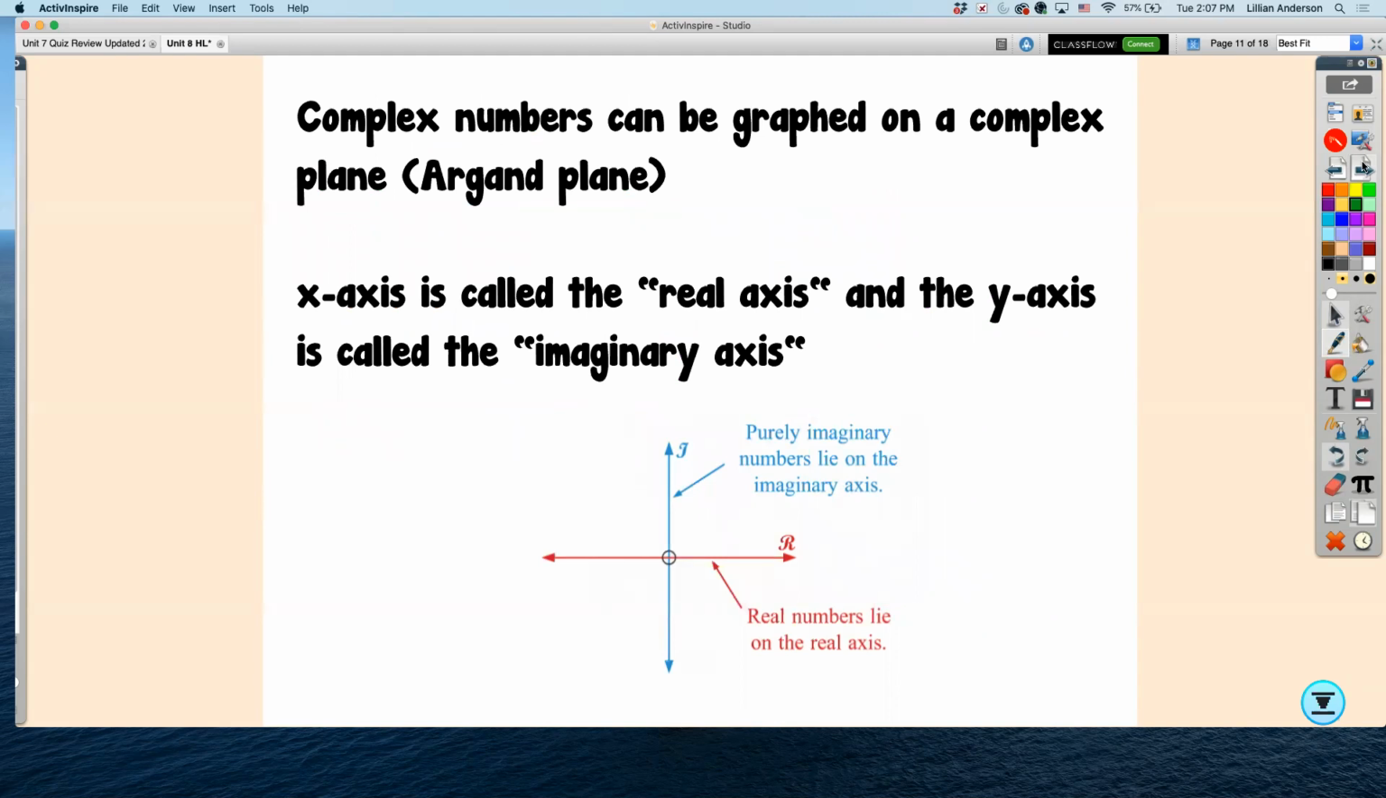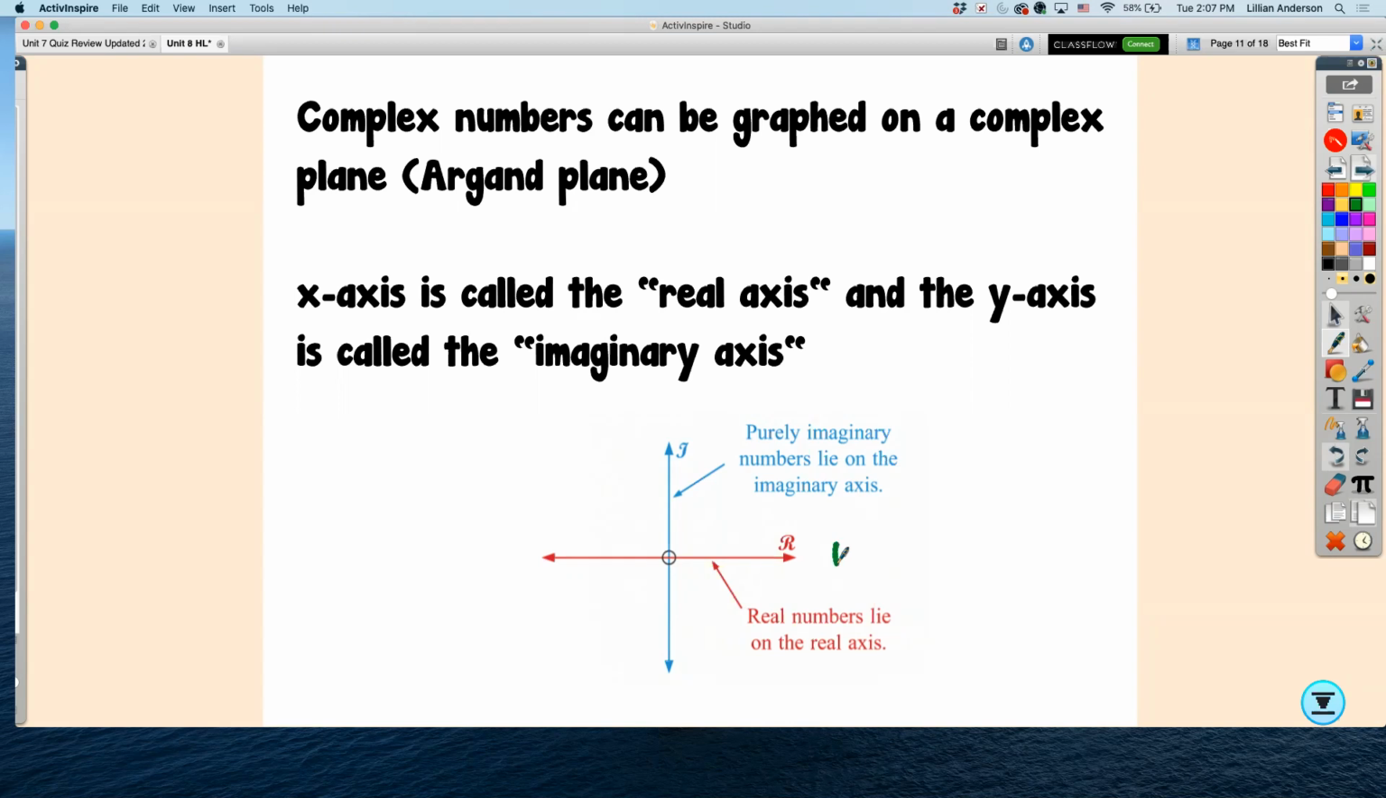Complex numbers, like I was explaining before, off camera, can be graphed on a complex plane, also known as an Argand plane, very similar to a traditional Cartesian plane. The only difference is that your horizontal axis is your real number line, where all of your real numbers lie, and your vertical axis is your purely imaginary numbers, okay? The x-axis is called your real axis, your y-axis is called your imaginary axis. Any complex numbers that have a real and imaginary part will lie within quadrants 1, 2, 3, and 4. It works the same way, okay?